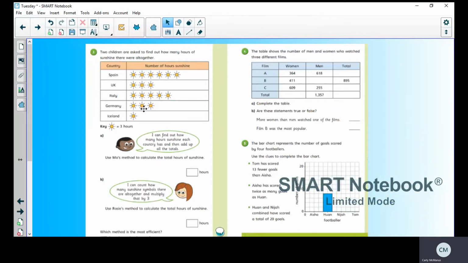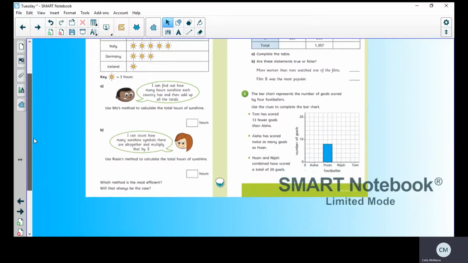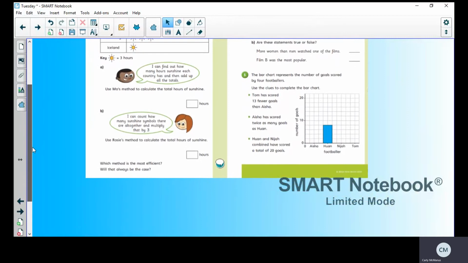It says two children are asked to find out how many hours of sunshine there were all together. Keyword being all together. Each sun represents 3 hours. So Iceland would be 3, Germany 3, 6, 9, and so on. It says use Mo's method to calculate the total hours of sunshine. I can find out how many hours of sunshine each country has and then add up all the totals. So use Mo's method. But then here, Rosie said, I can count how many sunshine symbols there are altogether and multiply it by 3. Because obviously each sunshine represents 3. So use her method.